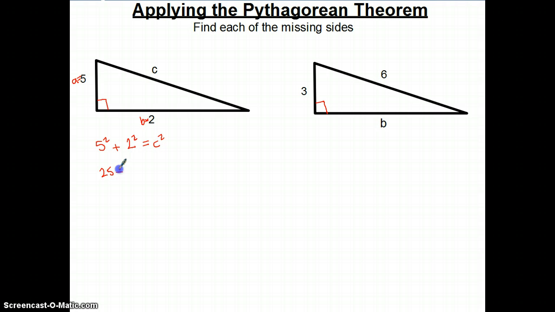25 plus 2 squared is 4 equals C squared. 25 plus 4 is 29 is equal to C squared. Square root both sides. And since we're talking about a length here, we don't need to put the plus or minus because we know it has to be positive. So I have just C is equal to the positive square root of 29.